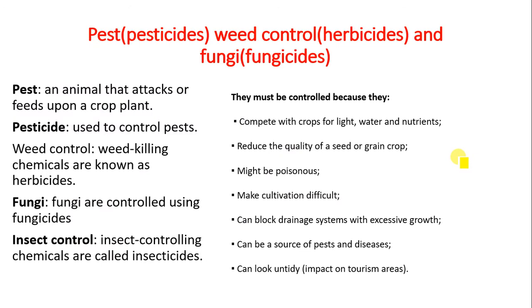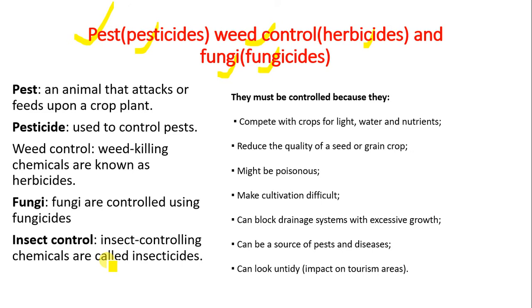So the next method that is used to improve agricultural production is pest control. For pests, you use pesticides. For weed control, you use herbicides. And for fungi control, you use fungicides. Now, a pest is an animal that attacks or feeds upon a crop plant, while a pesticide is used to control pests. Weed killing chemicals are known as herbicides, while fungi are controlled using fungicides. Insect controlling chemicals are called insecticides. So you need to know this.